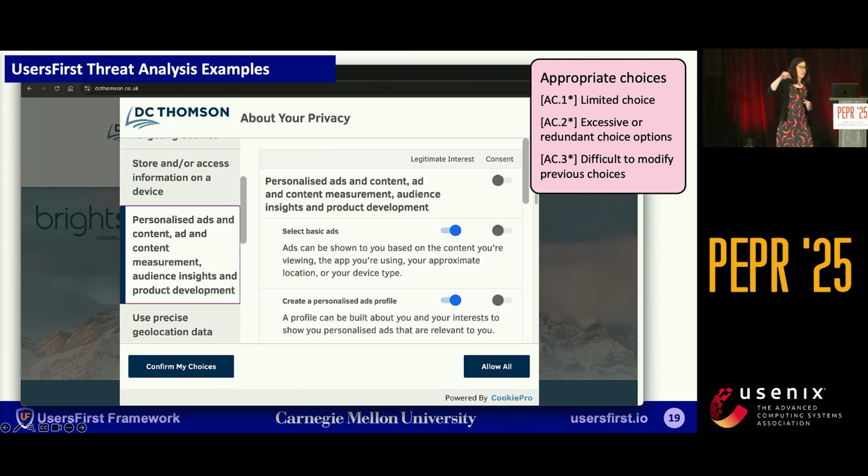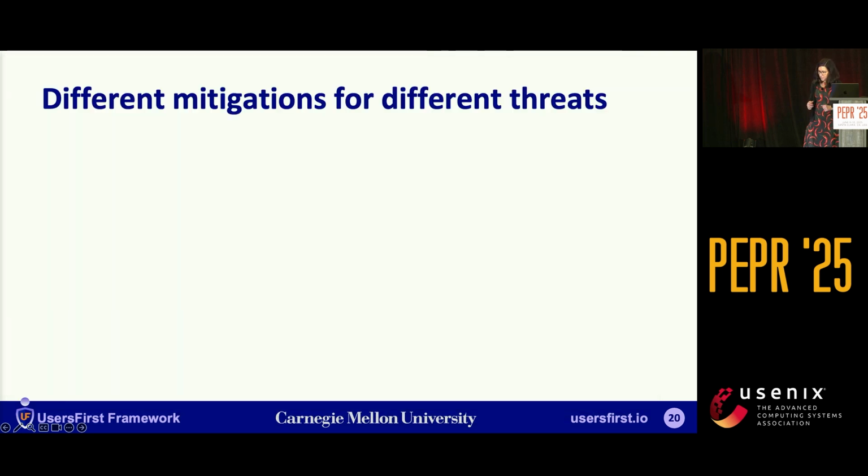I don't know if you can see the scroll bar on the right. It scrolls quite a bit, and there's like 50 more toggles on this page. That meets my definition of excessive. Okay, so that's basically the idea: an analyst would look through an interface and use this taxonomy to flag potential problems.